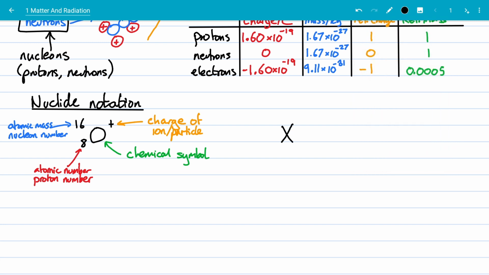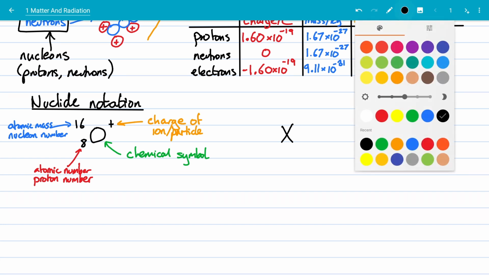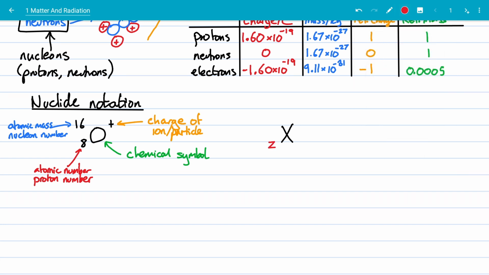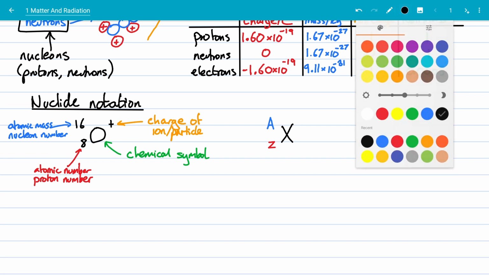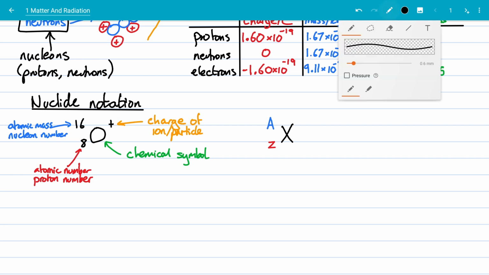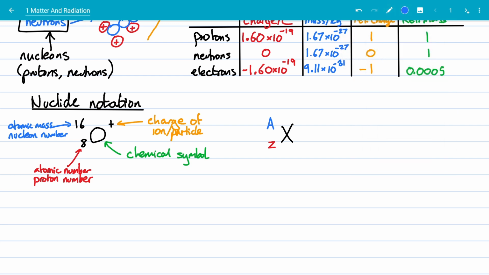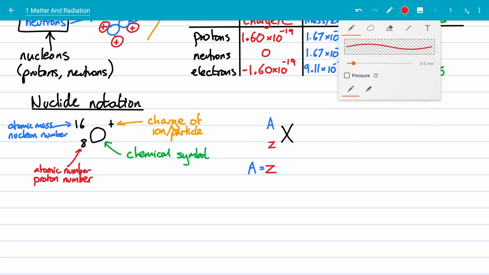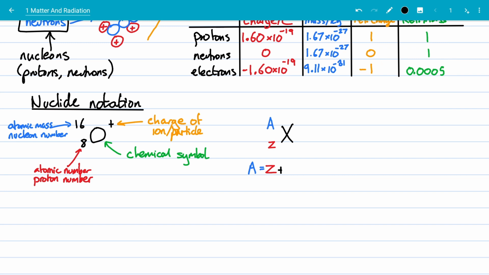In general, we can use X, just like that. We can use a Z, just like that. And we can use an A, just like that, in general. And so X is our chemical symbol, Z is our number of protons, and A is our number of nucleons. So remember that A is not the number of neutrons. A is equal to Z plus the number of neutrons.